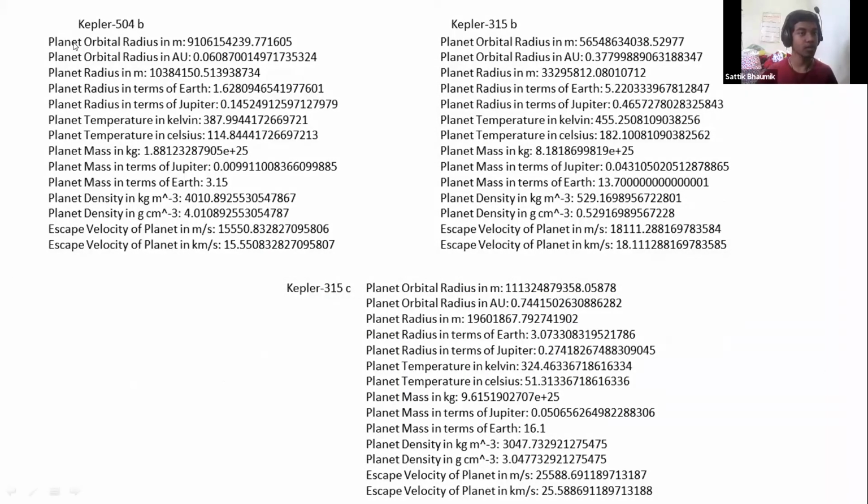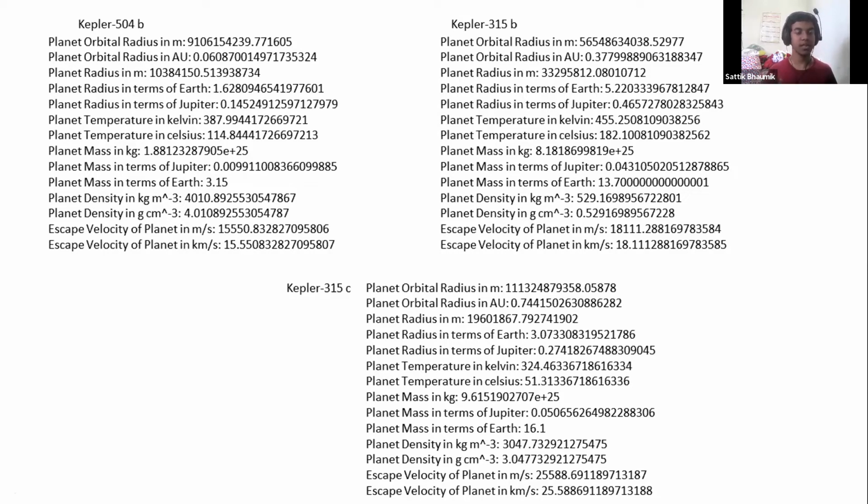We already have the orbital radius. We get the orbital radius, then we calculate the radius in terms of Earth and Jupiter. Then we calculate the temperature. Note one thing, we have calculated these particular parameters of the planet using Python code. Now, since I have used transit photometry, I have not calculated the mass.